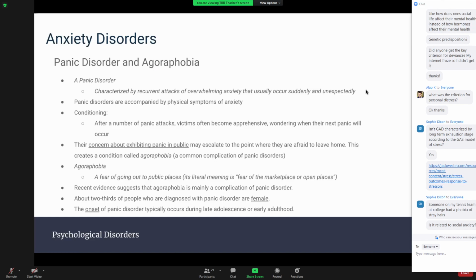More women are diagnosed with panic disorders than men are. Don't think about it as two-thirds, just think about it as more women. And the onset of panic disorder is late adolescence and early adulthood.